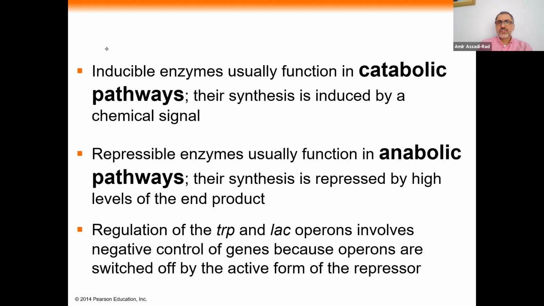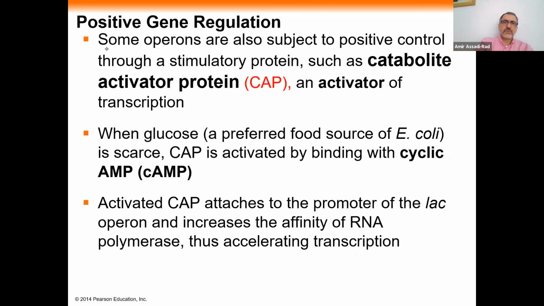Inducible enzymes usually function in catabolic pathways. As at the beginning of the semester, you know what catabolic pathways means: catabolism means breaking down, anabolism means building up. So inducible enzymes are usually involved in catabolic pathways, with synthesis induced by a chemical agent. Repressible enzymes usually function in anabolic pathways, putting molecules together, with synthesis repressed by high levels of the end product. Regulation of the tryptophan and lac operons involves negative control of genes because the operons are switched off by the active form of the repressor.